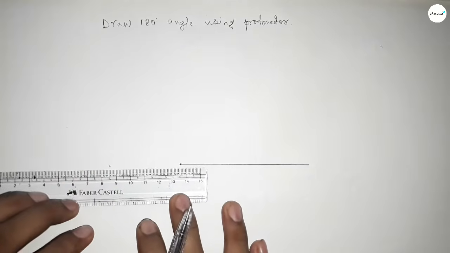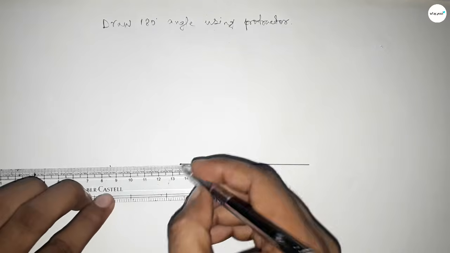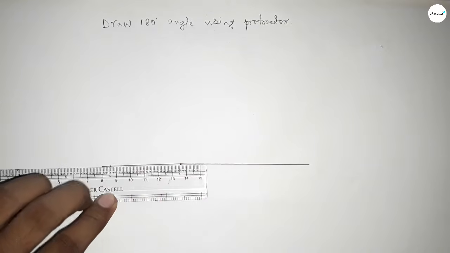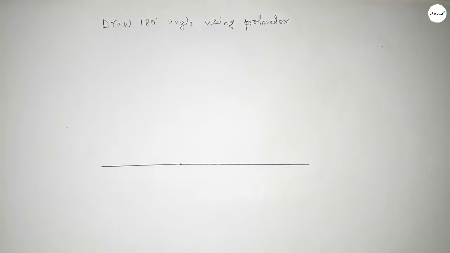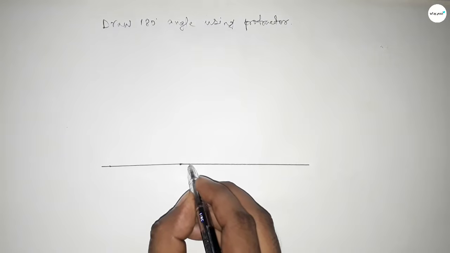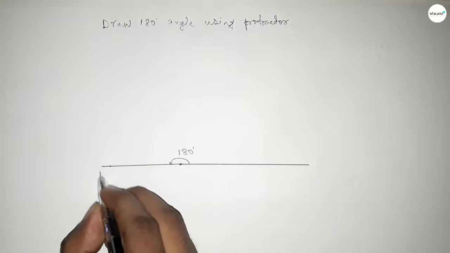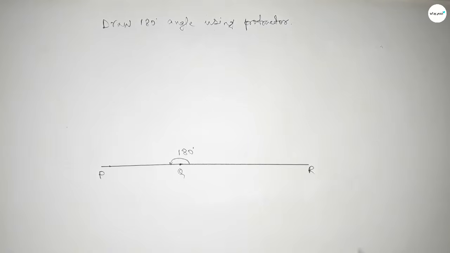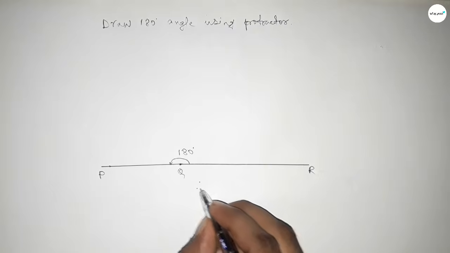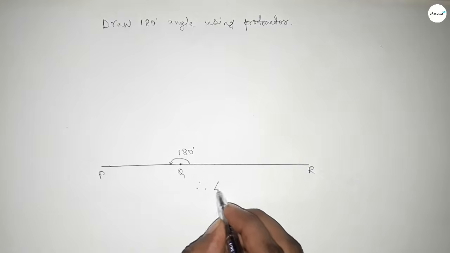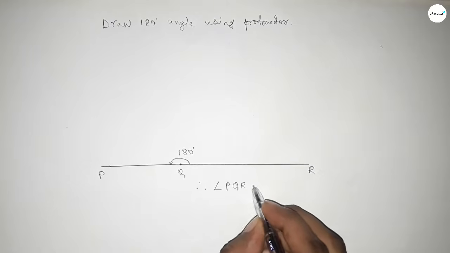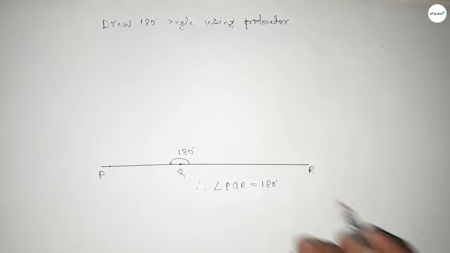Now joining this to get a 180-degree angle. So we got a 180-degree angle by joining this. So this is 180 degrees. So this is P, Q and R. So therefore, we can write angle PQR equal to 180 degrees.